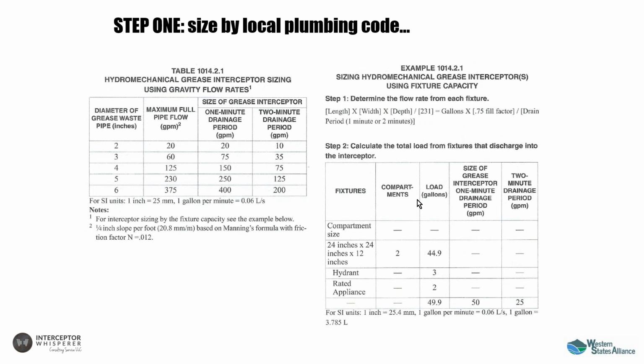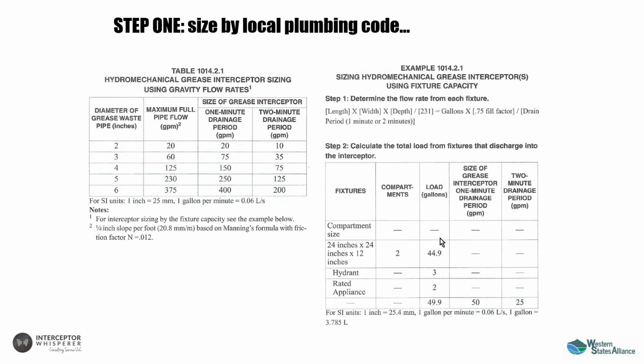When you're talking about fixture flow rates or fixture volume, this is the fixture volume method. The fixture volume method takes the length, the width, and the depth, in inches, and that gives you cubic inches. If you divide cubic inches by 231, you convert that to gallons. We use a 75% fill factor. You can imagine filling the sink up to its brim and then dumping a bunch of dishes in it, and what happens? And then again, a 1 minute or a 2 minute drainage period.